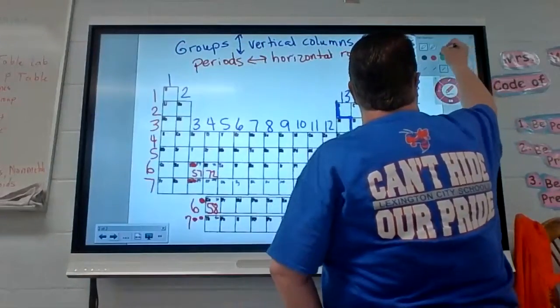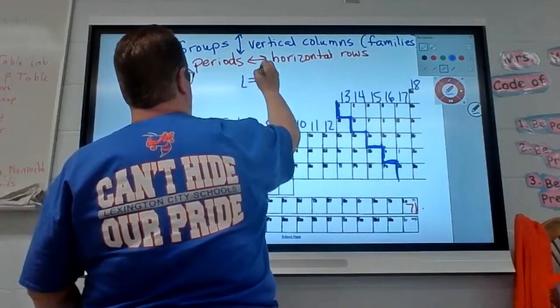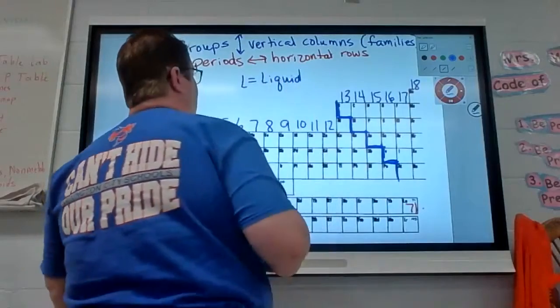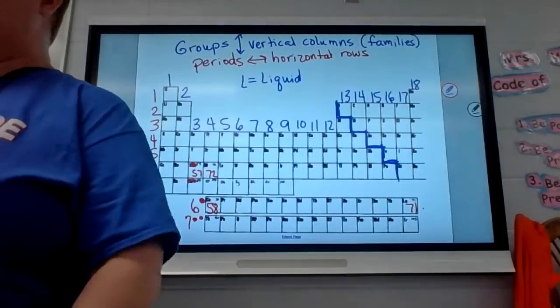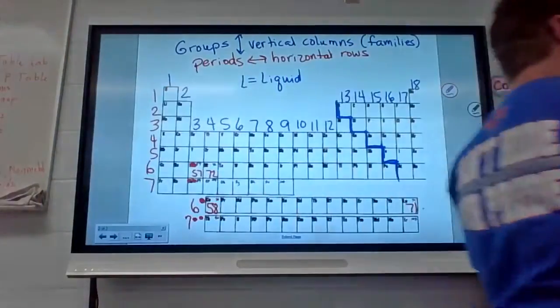Now, states. 2 liquids on the periodic table. You can use any color you want. I'm going to use symbols for all of these. L, I'm going to use for liquid. These are the 2 you colored gray. Does anybody remember the 2 elements you colored gray on your periodic table?